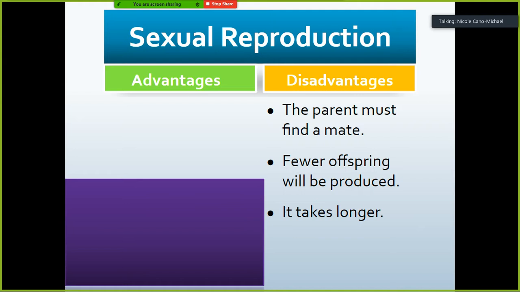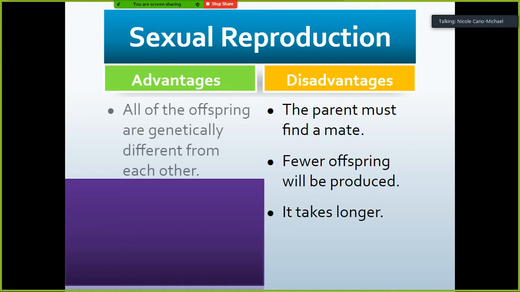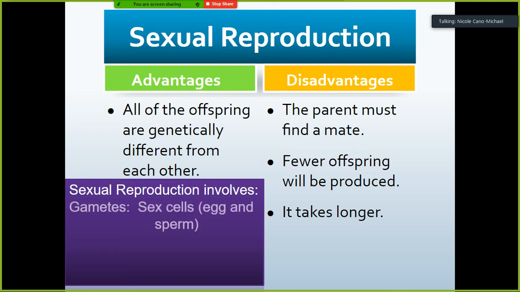So if it has all these disadvantages, why do it? Well, the biggest and most important benefit to sexual reproduction is the fact that all of your offspring are going to be genetically different from each other, okay? We create genetic diversity when we reproduce sexually. So, sexual reproduction involves gametes. Again, these are your sex cells. In humans, we call these eggs and sperm.